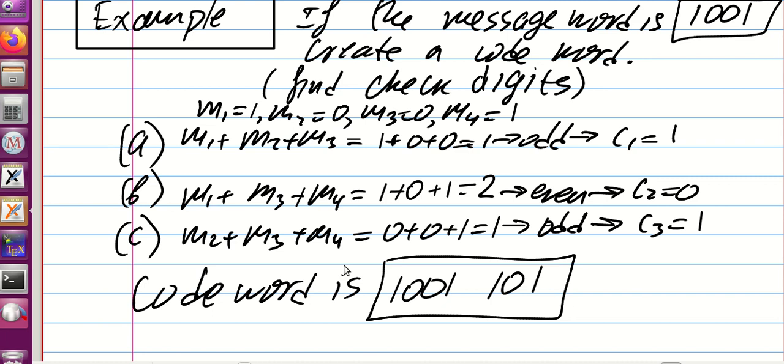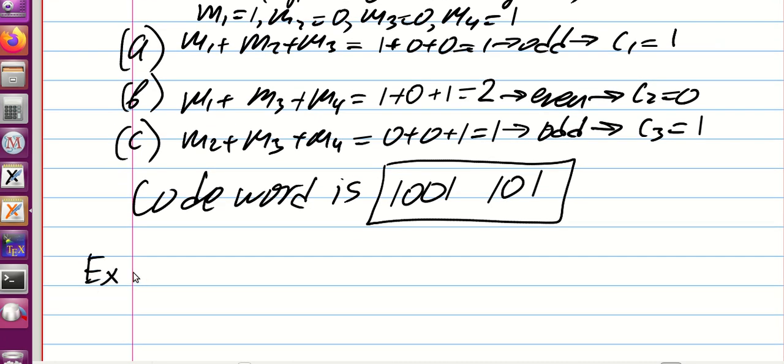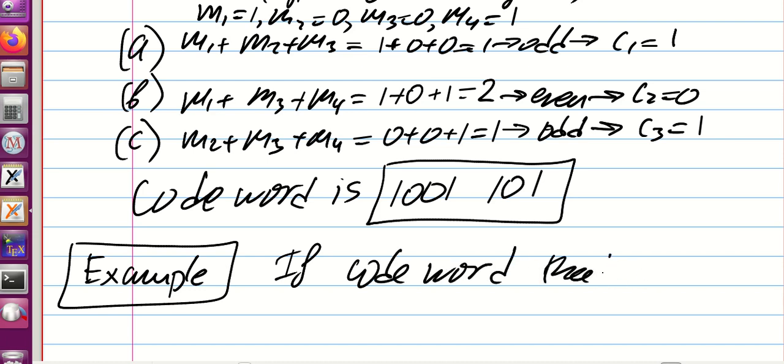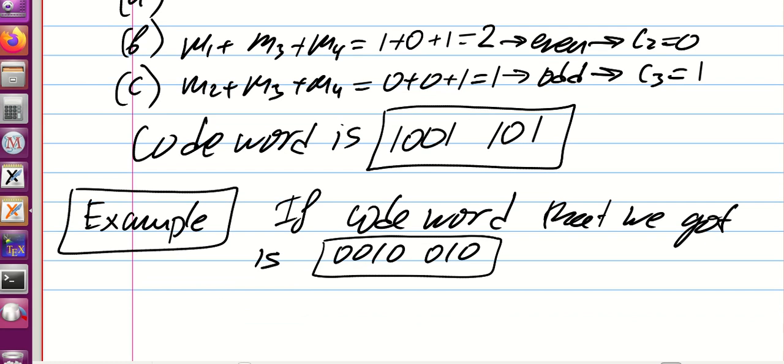So what's the next example? The next example is like this. If code word that we get is 0010 and 010, find the message word.